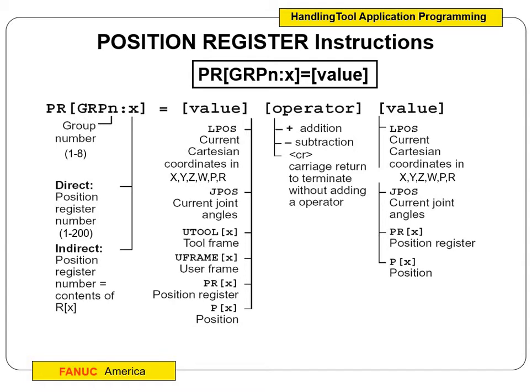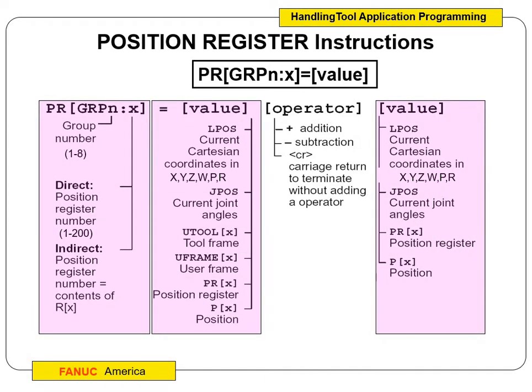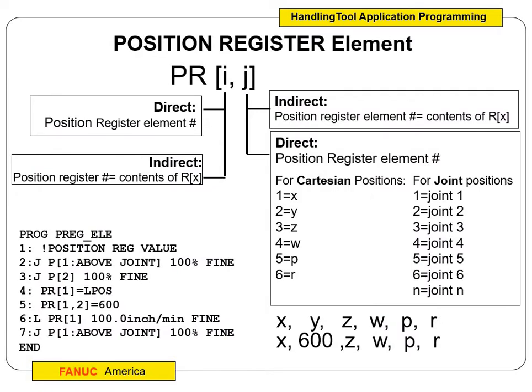We're taking our position register I, J, and we're storing a value. We're going to do the offset, so we're going to add something to that when we do this. We're going to take all of these pieces and put them together. This is called a position register element. Why? Because we have I and J in this case. The comma will be there as you see. When we go through this, you're going to have your direct, your position register number. And then your indirect. What are we adjusting? This is important.